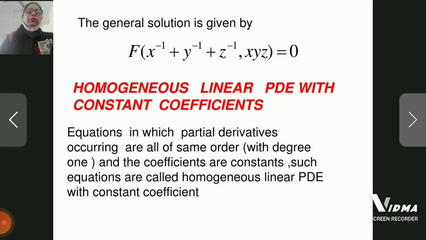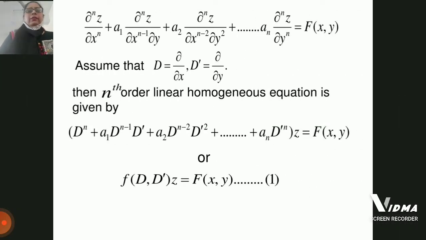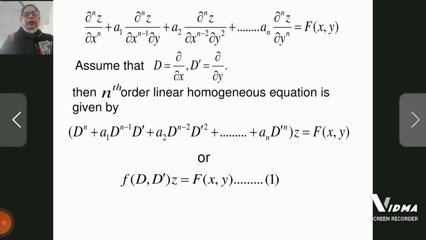form is del n z upon del x raised to the power n plus a1 of del n z upon del x raised to the power n minus 1 into del y plus a2 of del n z upon del x raised to the power n minus 2 into del y square, and so on up to an of del n z upon del y raised to the power n is equal to capital F of xy. We assume here capital D is equal to del upon del x and D dash is equal to del upon del y.